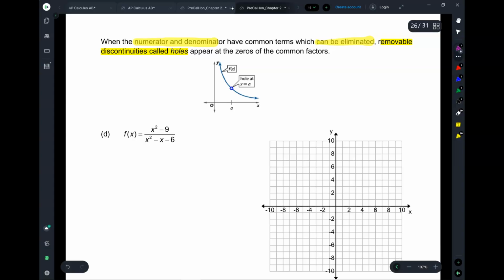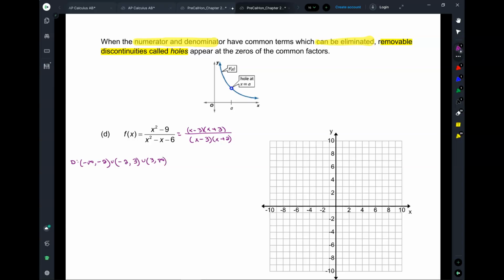All right, so let's take a look at this example here. Just like we did last time, the first thing you do when you have something like this is you want to factor everything. Okay, so let's talk about domain. The denominator is 0 at +3 and -2. So the domain is -infinity to -2, -2 to 3, 3 to infinity. That's the domain regardless of whether you have an infinite discontinuity, removable discontinuity, whatever type of discontinuity.